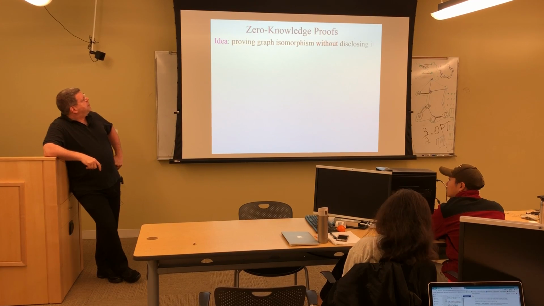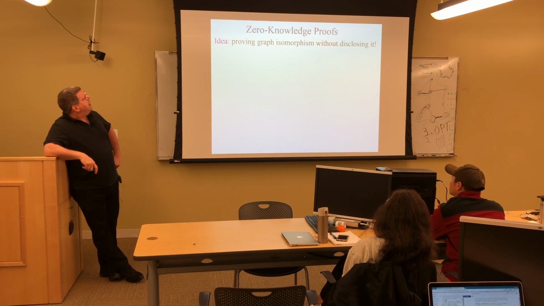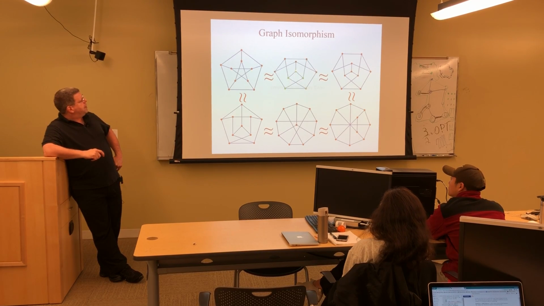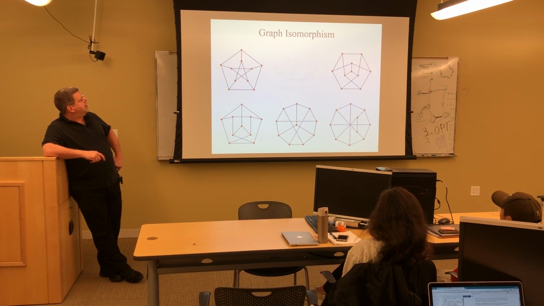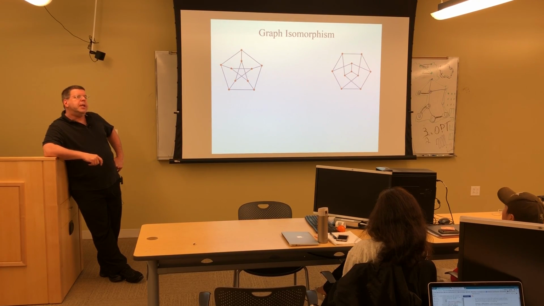So this gives the idea of zero-knowledge proofs. You can prove an isomorphism without actually giving you the isomorphism. Here I gave you the isomorphism. I showed you which nodes transform into which other nodes. So these two nodes became these two nodes here. But what if I just wanted to show you that these two are isomorphic without actually giving you the isomorphism? How could I convince you of that?